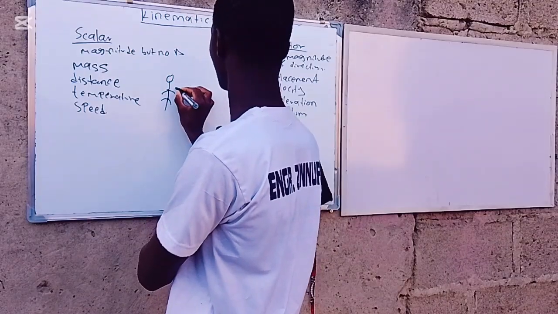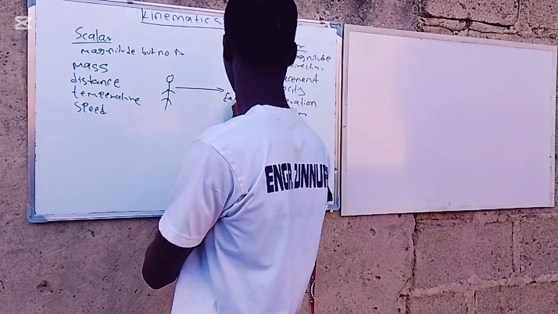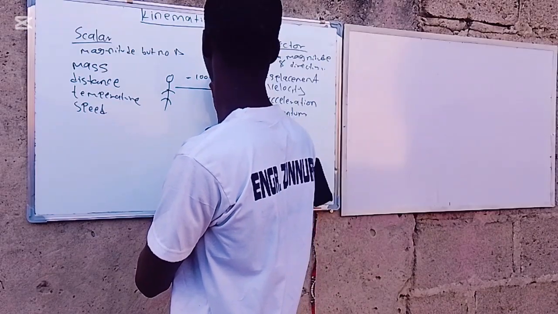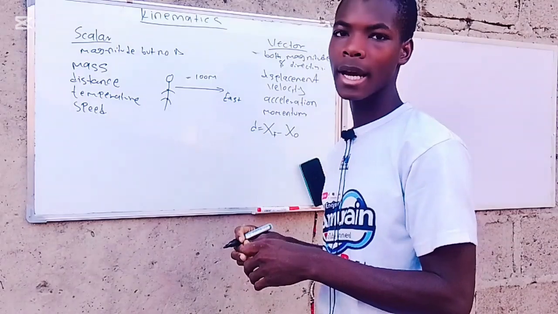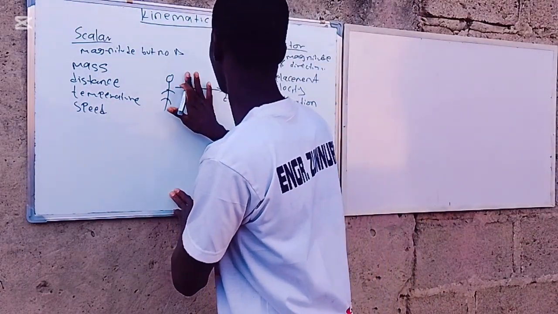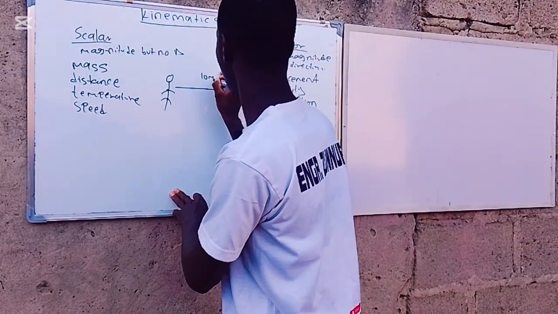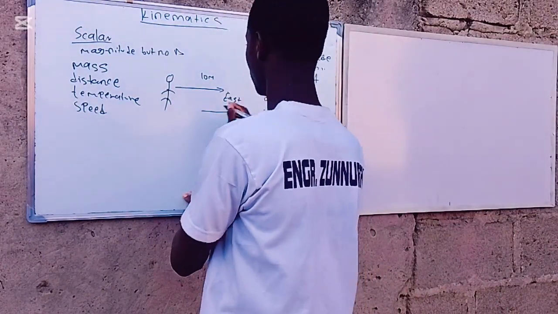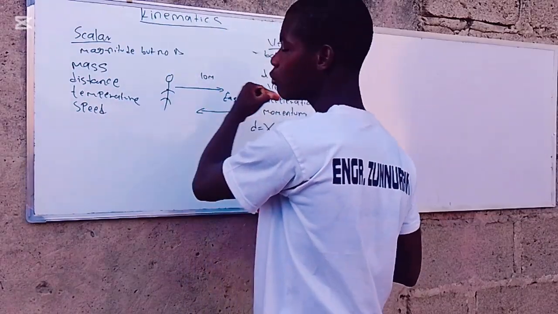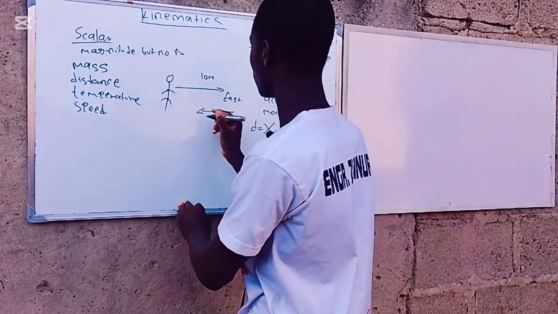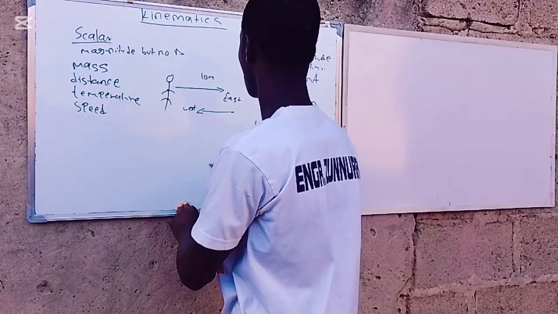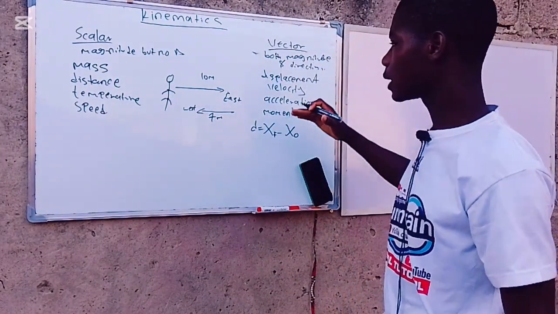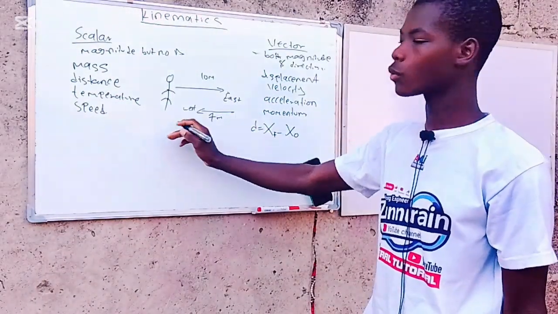Suppose a person is moving toward the east at, let's say, 10 meters. Then he moves in the opposite direction, to the west, at 7 meters. You all know that the direction going west is negative.